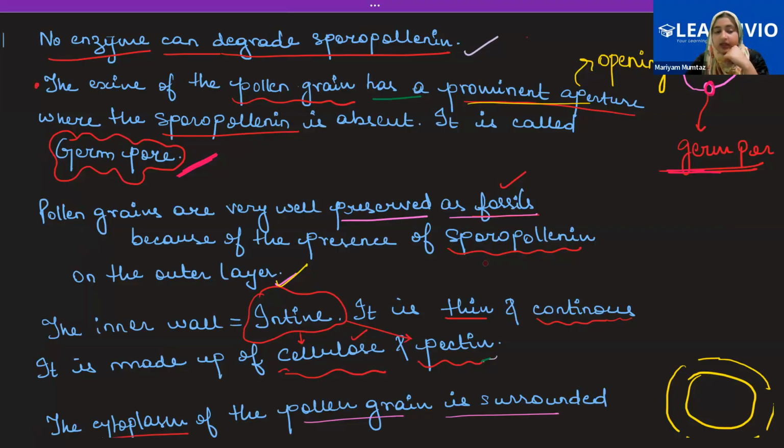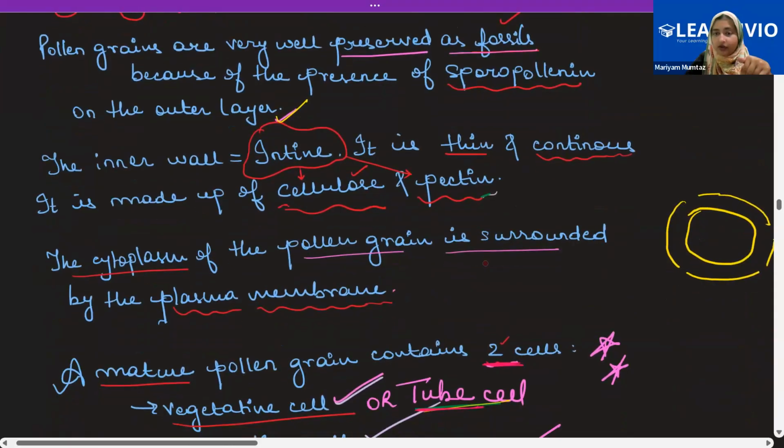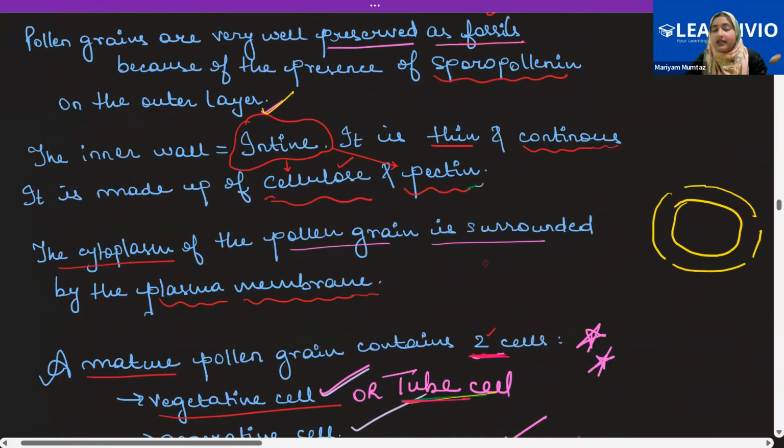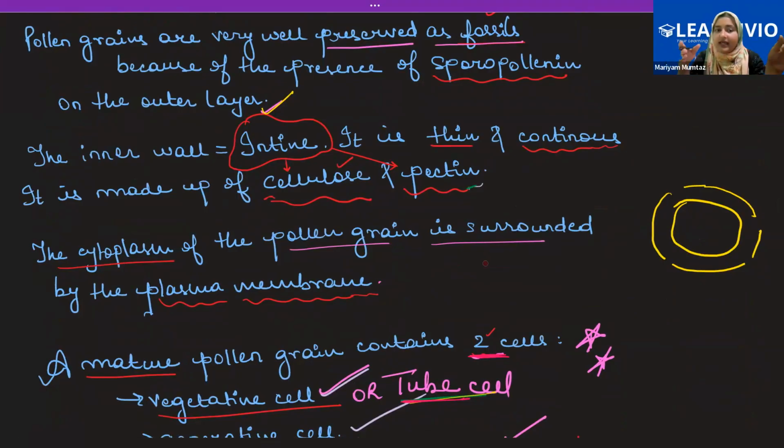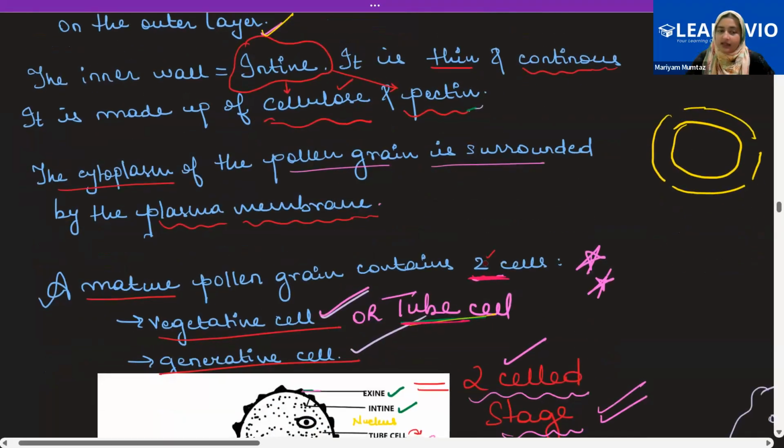Whereas when we talk about the inner wall, it is called intine, right? It is thinner as compared to the exine, and it is continuous, meaning there are no interruptions in the intine. And the intine is made up of cellulose and pectin. Exine made up of sporopollenin, intine made up of cellulose and pectin. Now the cytoplasm of the pollen grain is surrounded by the plasma membrane because it is a cell. Every cell has a plasma membrane present.